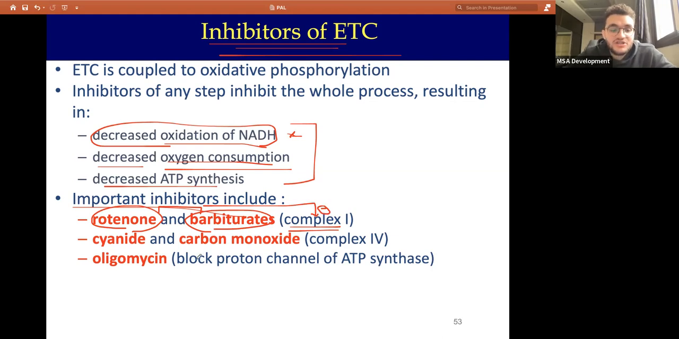Now, another thing: cyanide and carbon monoxide. You can memorize that as C and C. They're together, and they inhibit complex number 4. Okay, they inhibit complex number 4. I'll be talking about them more.